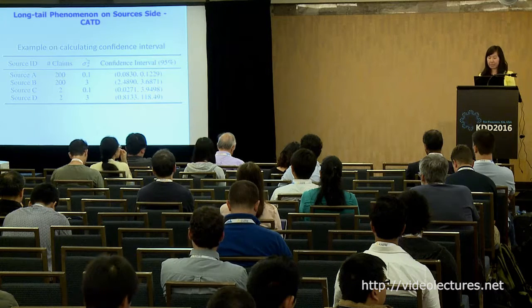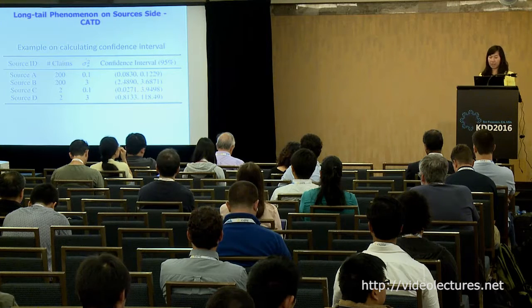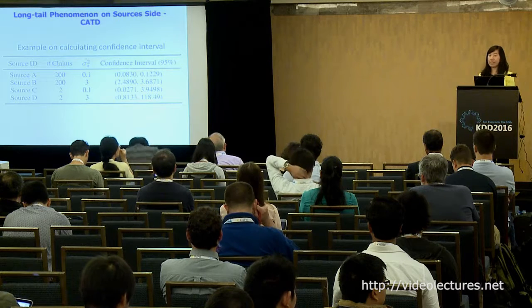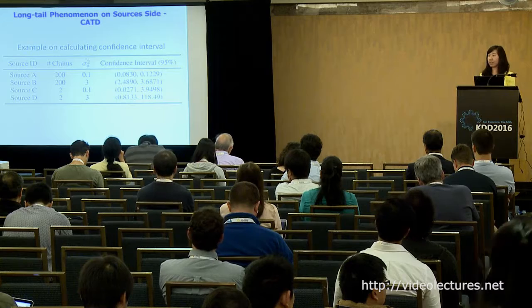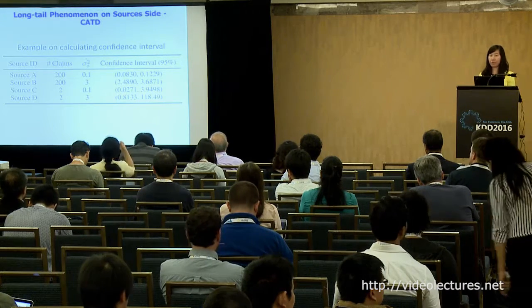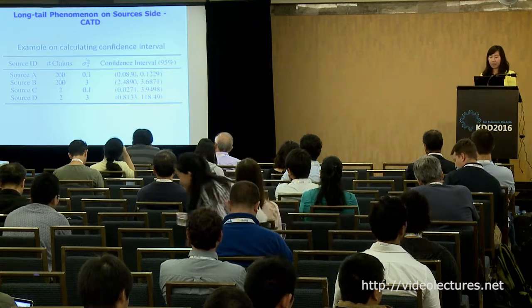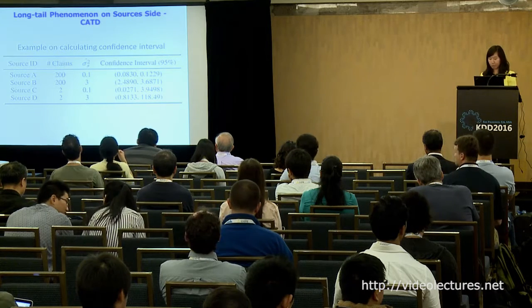So first, we can see that although the empirical variances of the error are the same between A and C, and between B and D, the confidence intervals are different. So for A and B, the confidence interval is more compact, so it centers around the sample variance. But for C and D, the confidence interval is much wider.